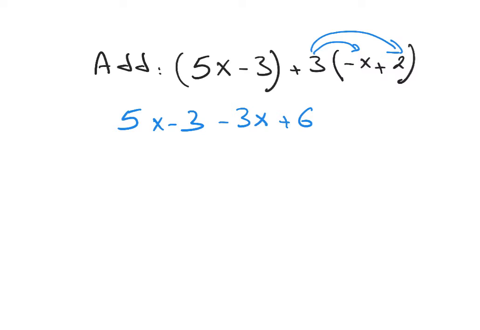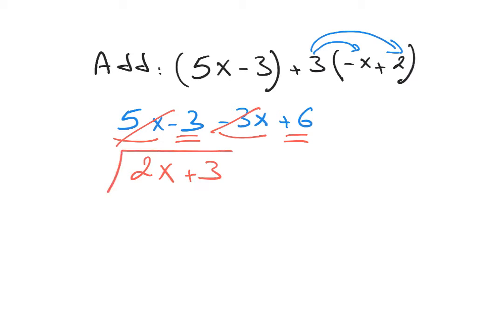So we're going to combine 5x with negative 3x. It's going to be 2x, right? And negative 3 plus 6 will be positive 3. And that's going to be the answer.